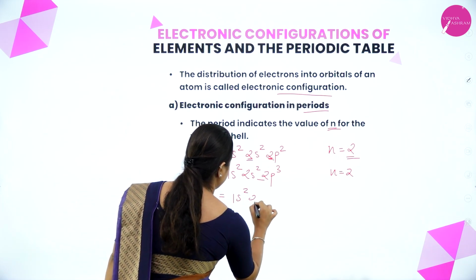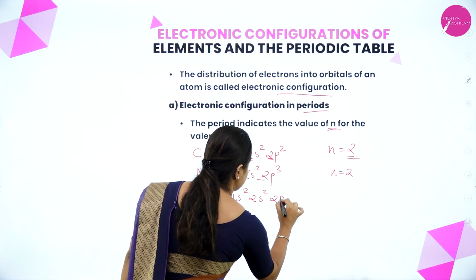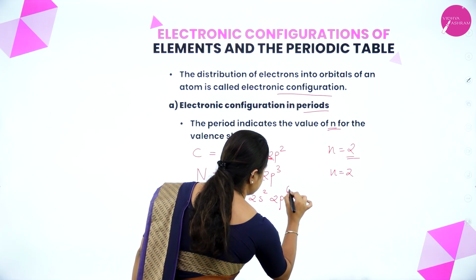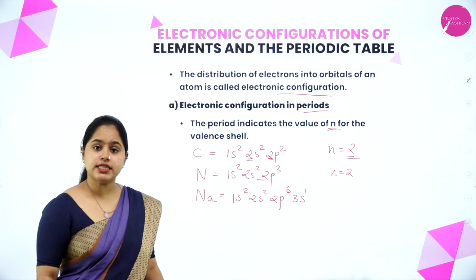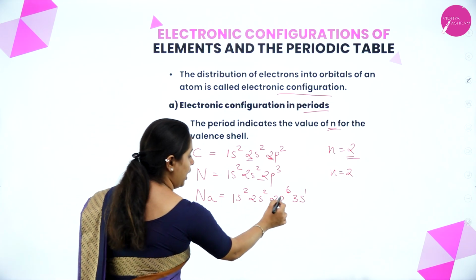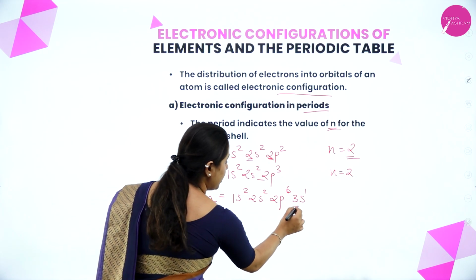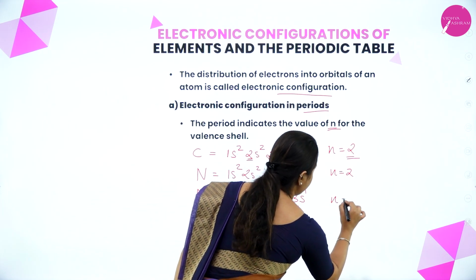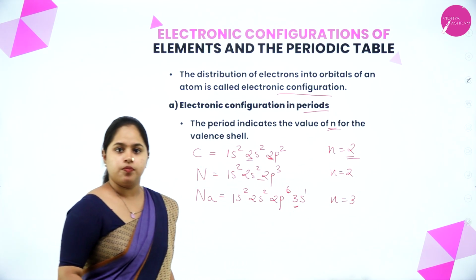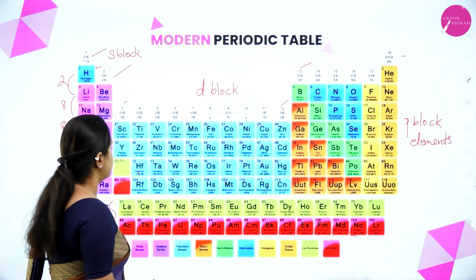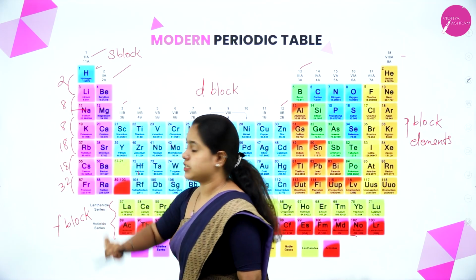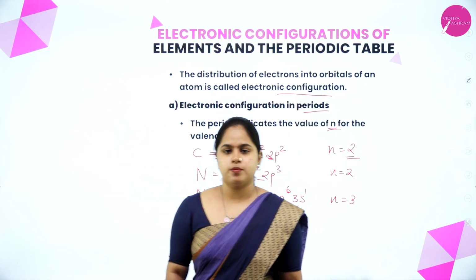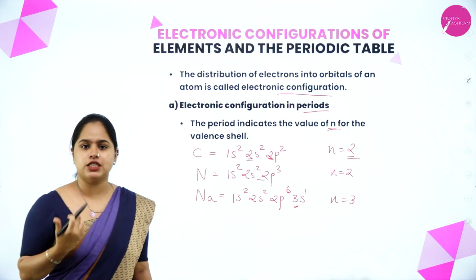1s2, 2s2, 2p6 and 3s1. Right? So the highest n value here: 1, 2 and 3 are there. So the highest n value is 3. That means sodium will belong to the third period. Let us check it. As you can see here, this is the first period, second period and third period. Sodium belongs to the third period. So that is about the electronic configuration in periods.